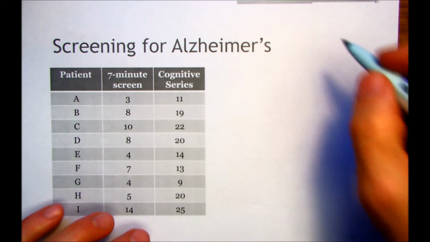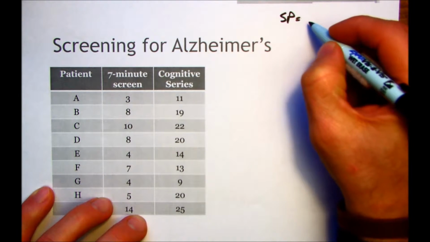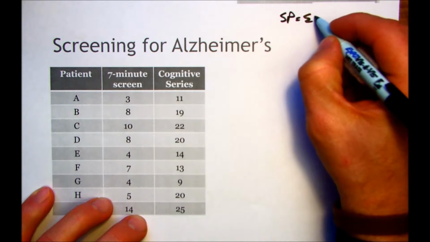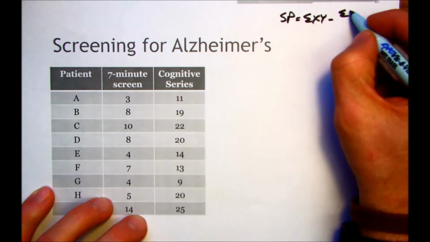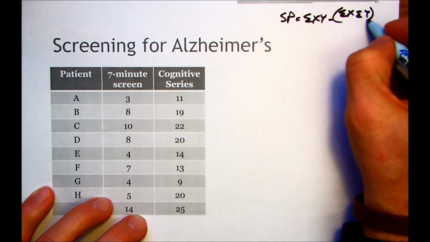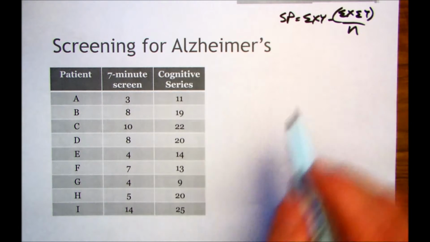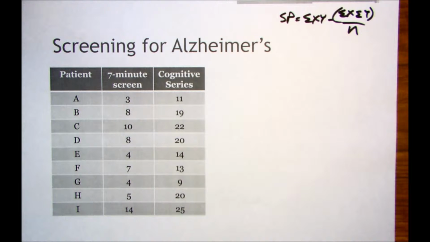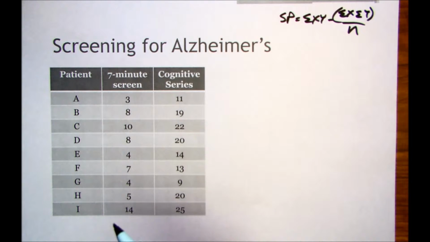So again, we'll work through our formulas here. The first thing we're going to do is calculate the sum of products. Remember that this is the formula for that, divided by n. And then we'll also be calculating the sum of squares for x and the sum of squares for y.